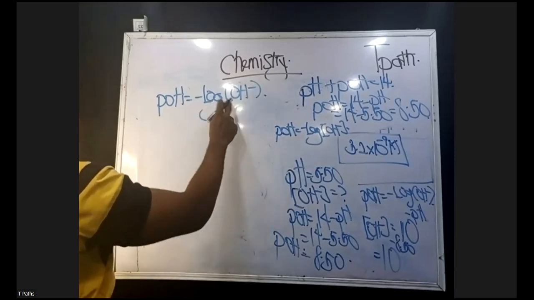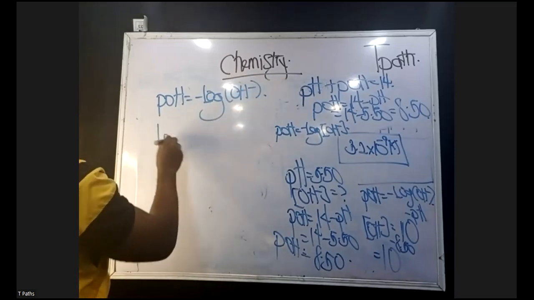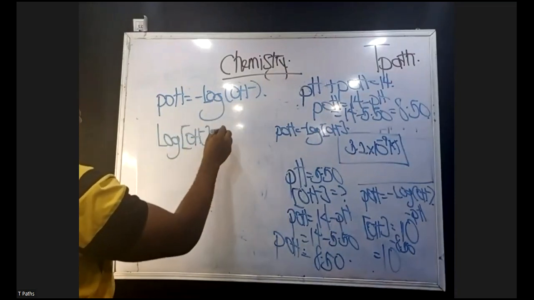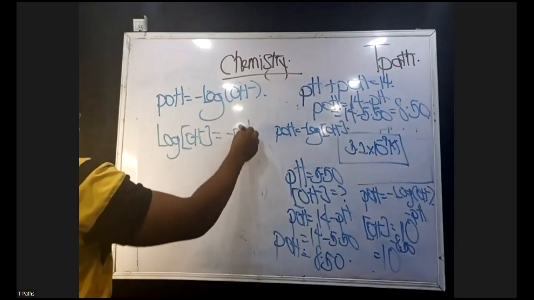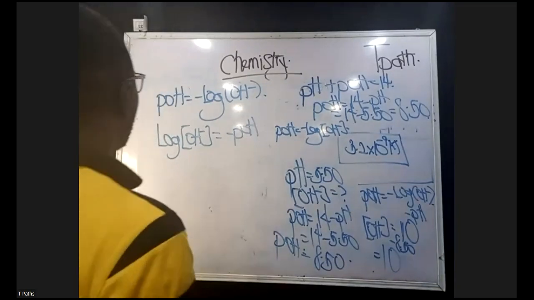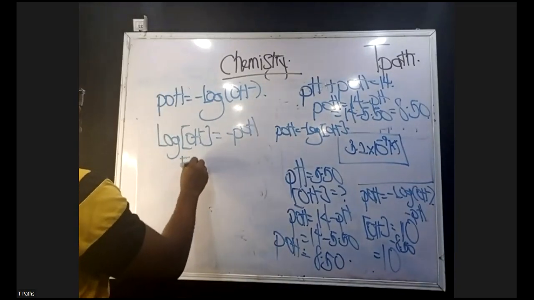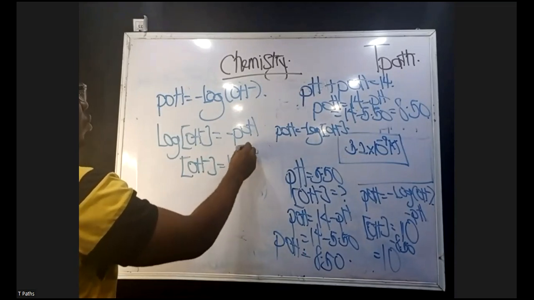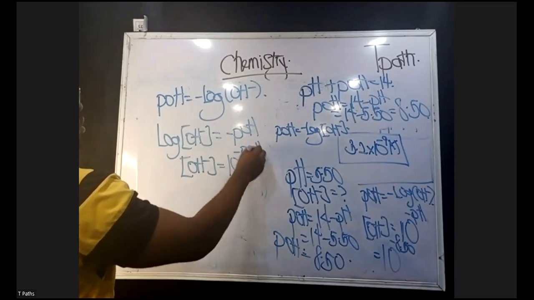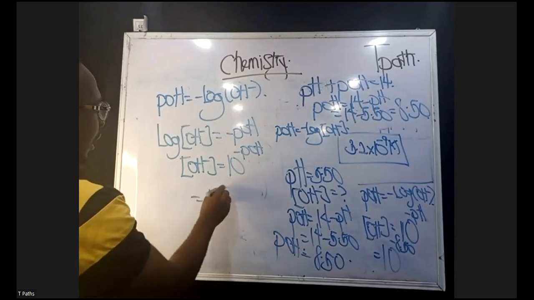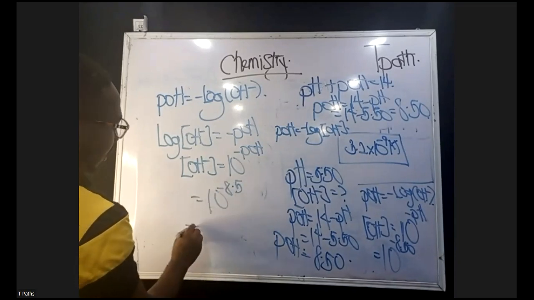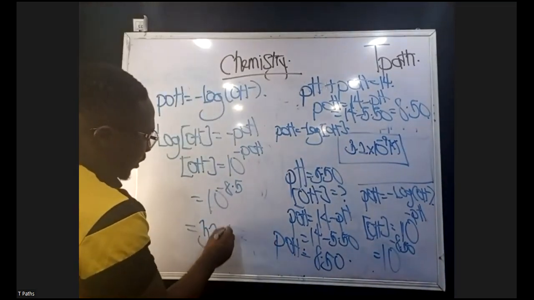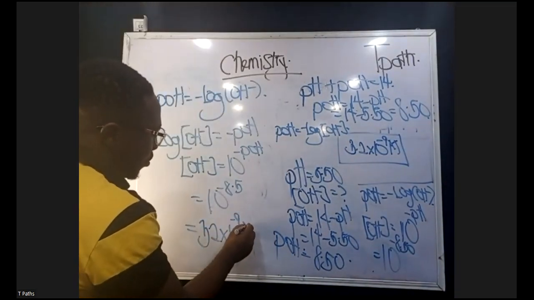Make it the subject of the formula. This will have log OH minus is equal to minus pOH. Take the anti-log of both sides. So we have OH minus is equal to 10 raised to the power minus pOH, and that is 10 raised to the power minus 8.5. You put it in your calculator, we get 3.2 times 10 raised to the power minus 9 molar.